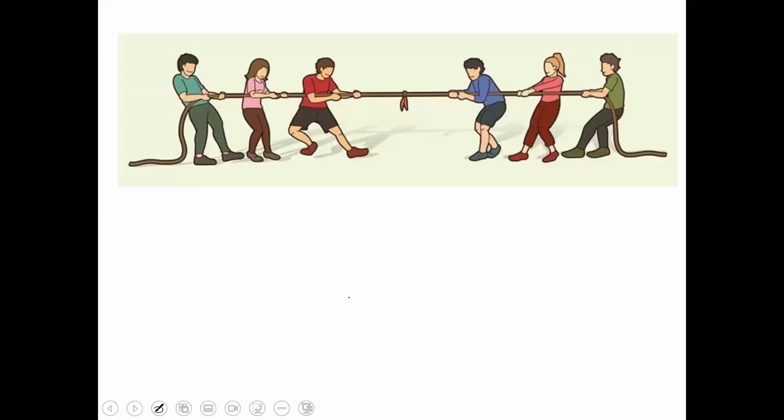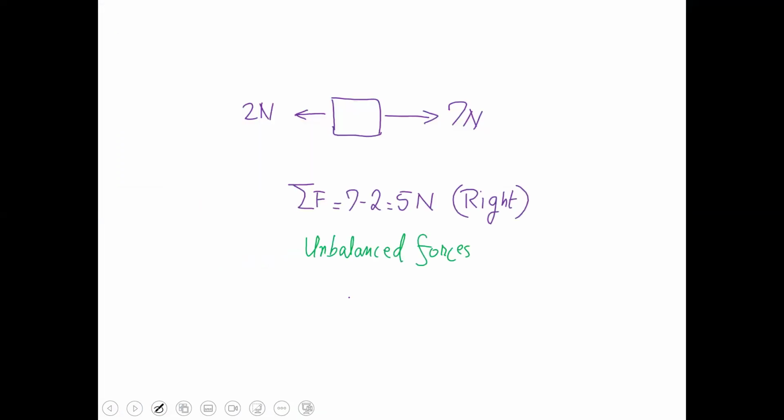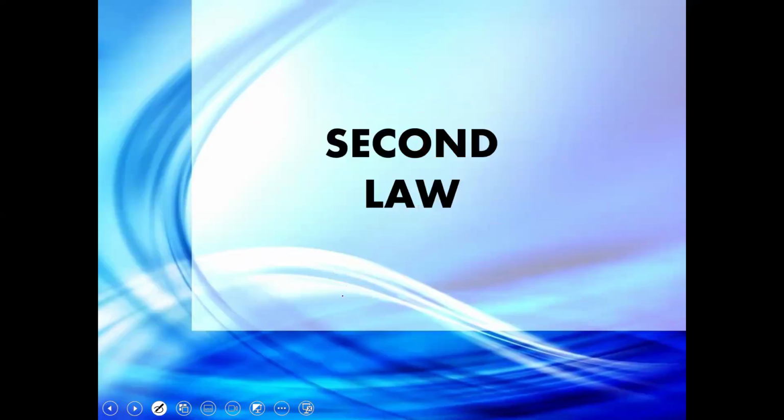This is called the example of a tug of war. In a tug of war, it will move in the direction of the greater force. Now, this is called unbalanced force. So, what are unbalanced forces? The forces which are not equal to each other. Now comes our Newton's second law. Give the heading, second law.